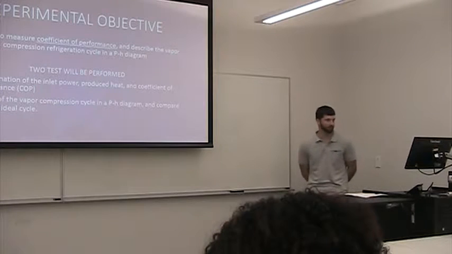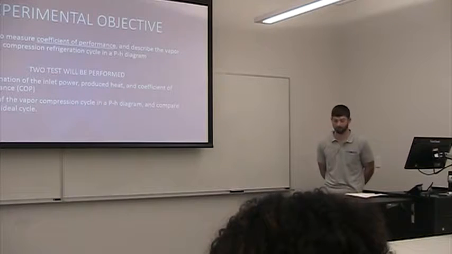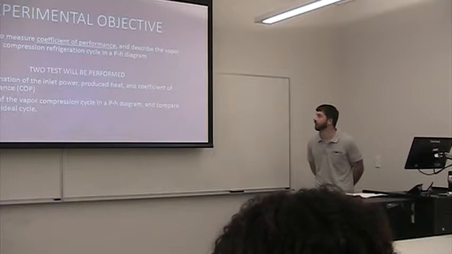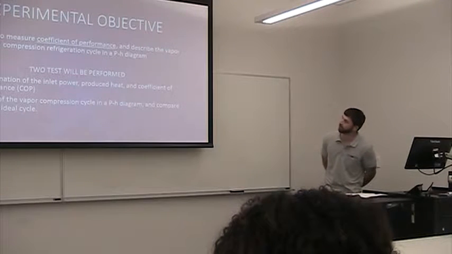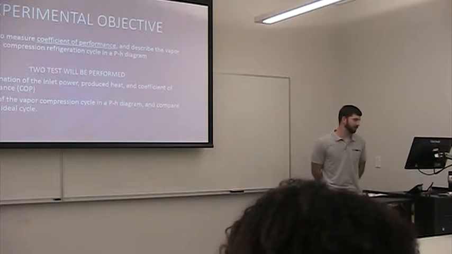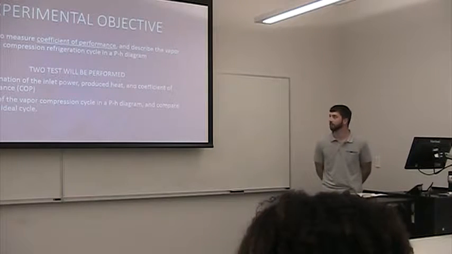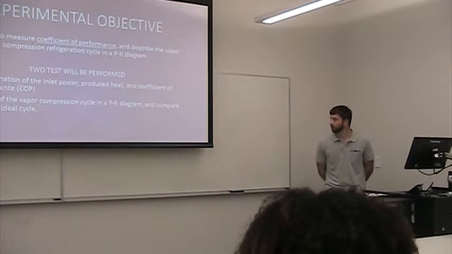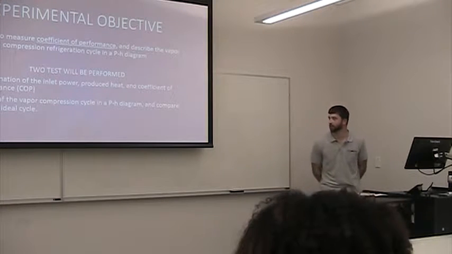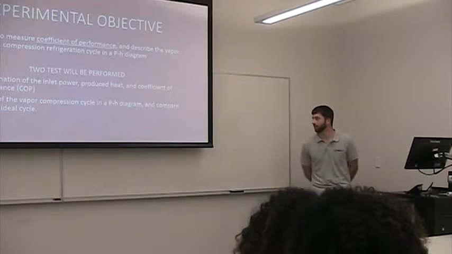The experimental objective for this experiment is to learn how to measure the coefficient of performance, which is basically the efficiency of a refrigeration cycle, and to describe the vapor compression refrigeration cycle in a pH diagram. And we will be doing two different tests to hopefully accomplish this. Test 1 will be to determine the inlet power, heat produced, and then the coefficient of performance. And then test 2 will be to lay out the compression cycle in a pH diagram and then compare it with the ideal cycle.